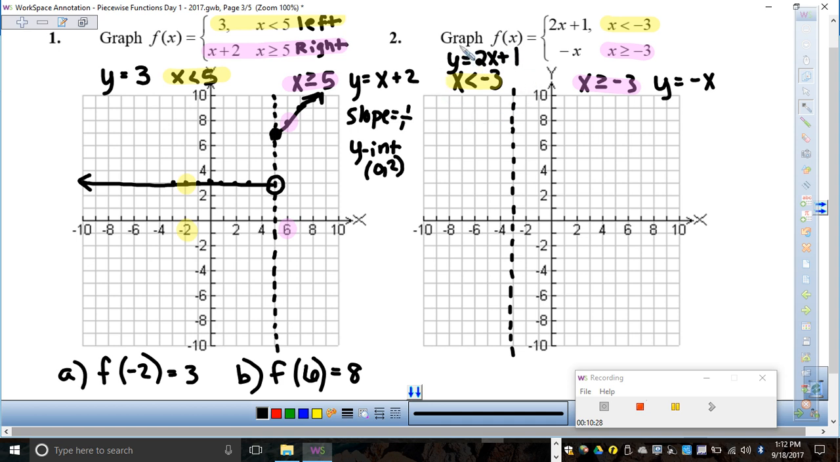This is going to be a scenario like we had in the last problem, where we need to plot a few points on the wrong side that we'll go back and erase. So always start with your y-intercept. We're going to do a y-intercept of 1.